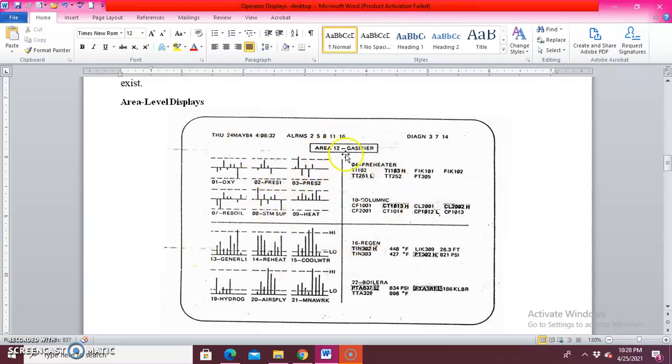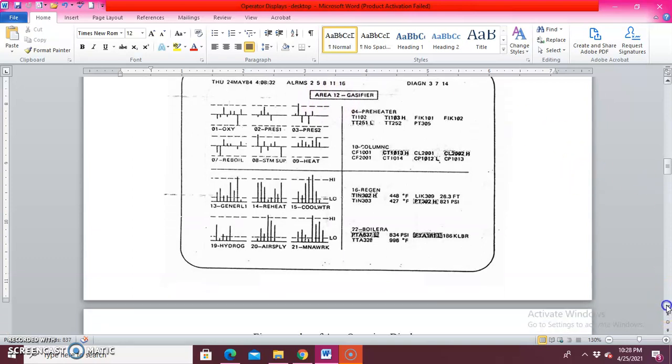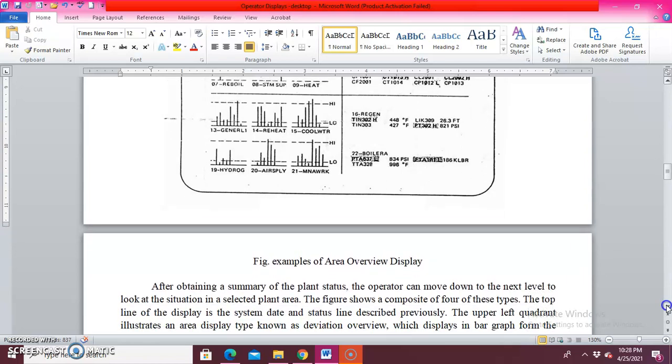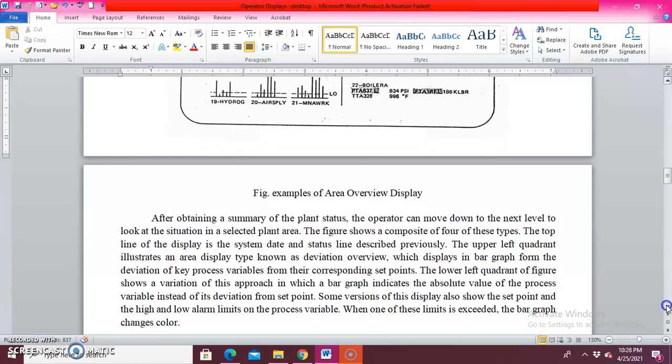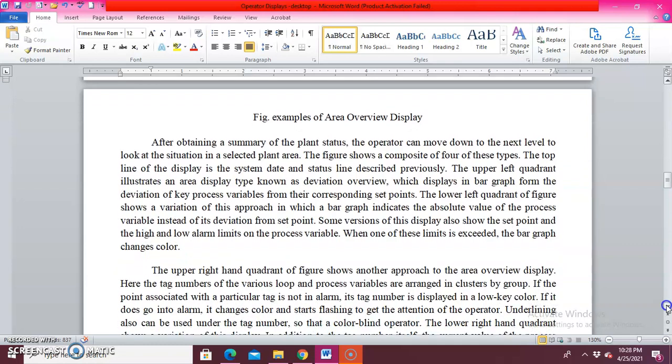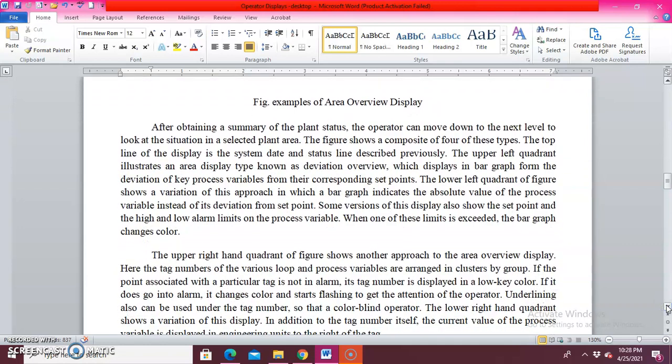Actually here they have taken one area, that is area 12. For each plant, which consists of so many areas, you can get the information from that. So this is how your area overview display looks. After obtaining the summary of this particular plant status, the operator can move down to the next level, so that he is able to get the information about the plant.